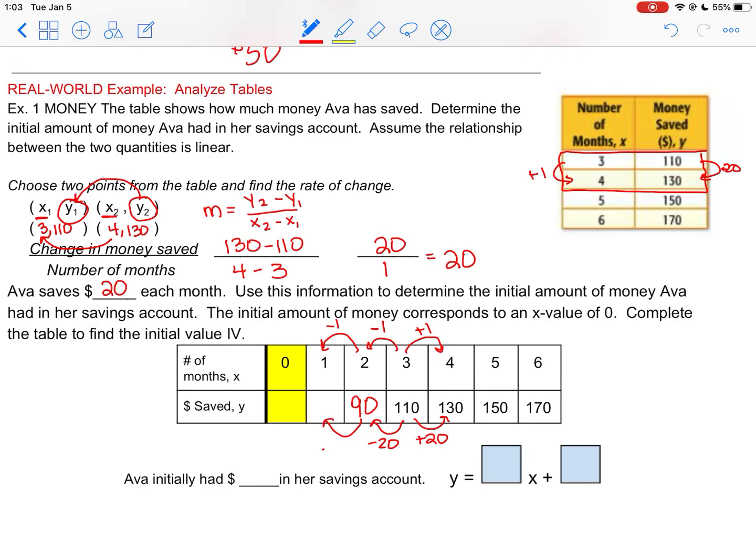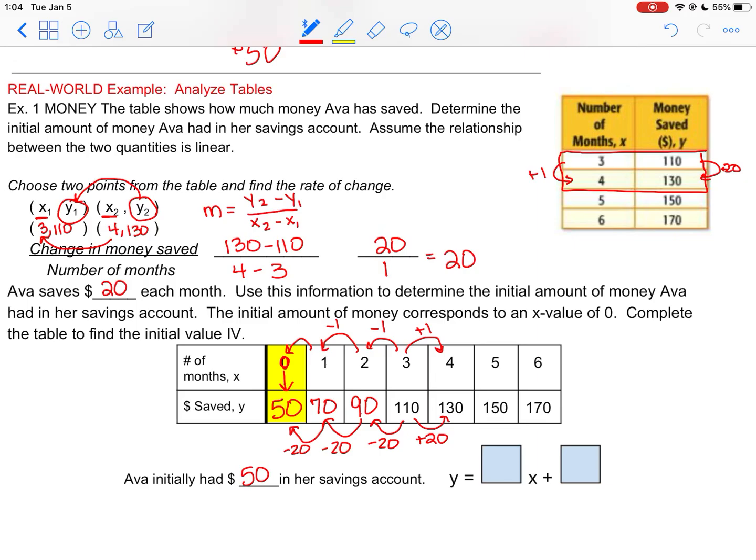After 2 months, I'm going to march back another month. So that'll take another $20 out of the account. So after 1 month, she had $70. We have one more step to go, so $20 more taken out of that account. 70 minus 20 is 50. So when I finally reach 0 as my X value, the Y value is my initial value. So Ava initially had $50 in her savings account.